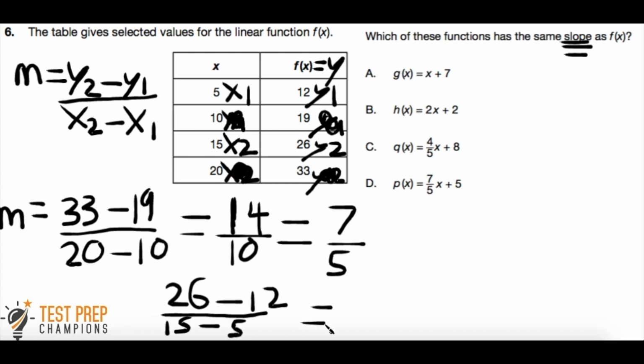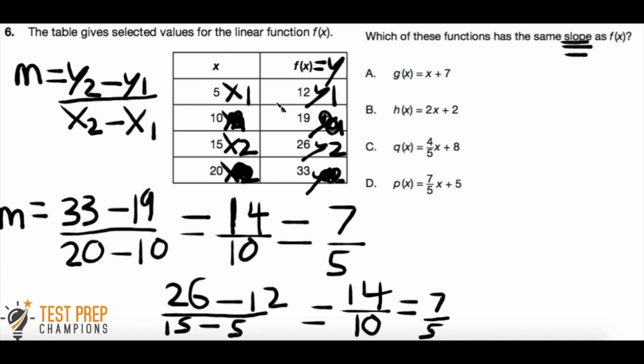So 26 minus 12, that equals 14. And 15 minus 5 gives us 10. Again, we've got two even numbers here. We can divide 14 by 2 and 10 by 2, since they're both even numbers, and we get 7 over 5. So when I said that we could assign the x1 and x2 at random, it's going to give us the same answer, so we do that at random.